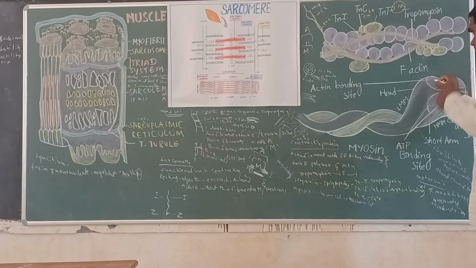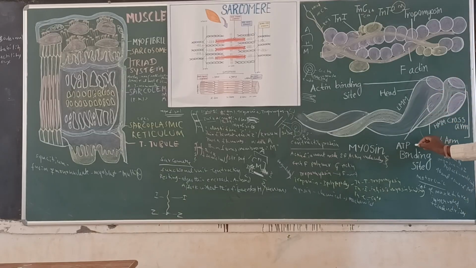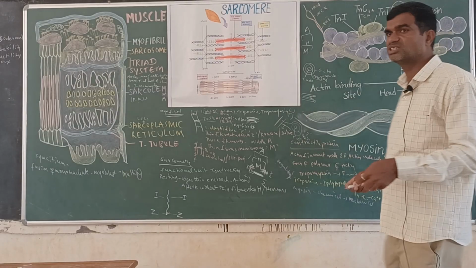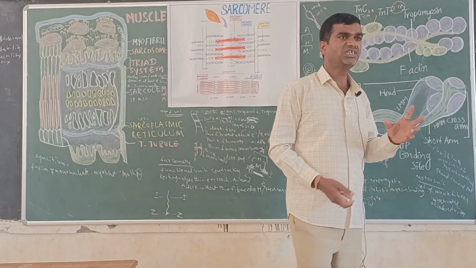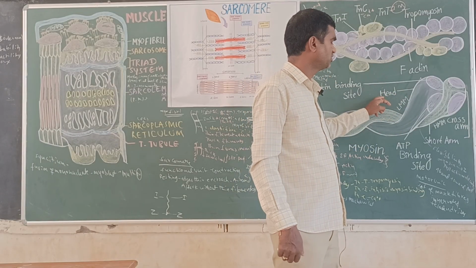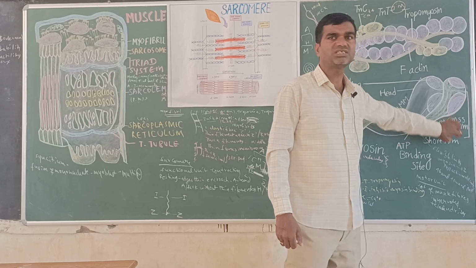So this is the actin binding site, okay. And the second one is the ATP binding site. So the actin binding site and the ATP binding site together are called the head region. Many times it is asked from the EAPCET and NEET point of view: what is the head region of that myosin? So see, this is called the head region. So what is the HMM here?